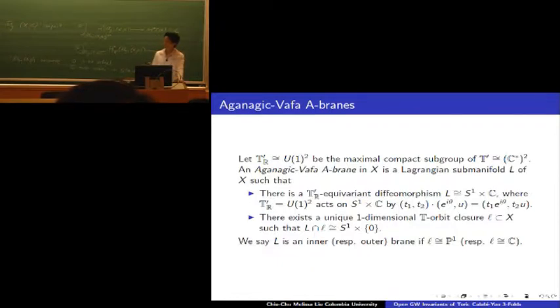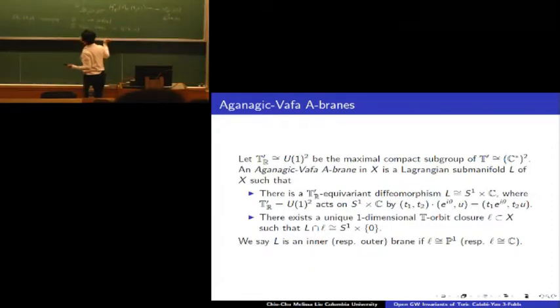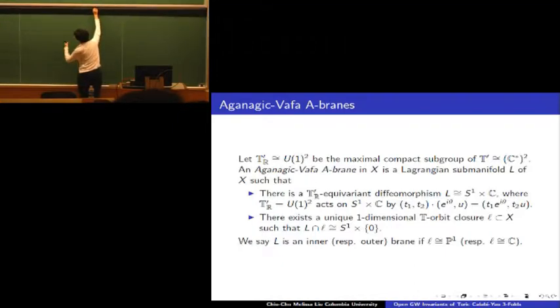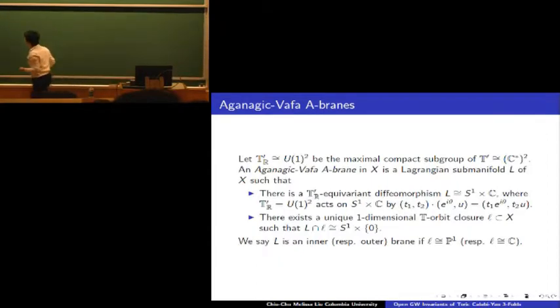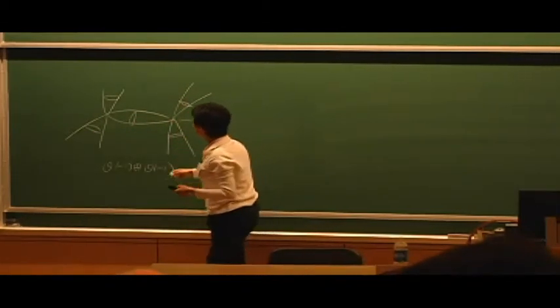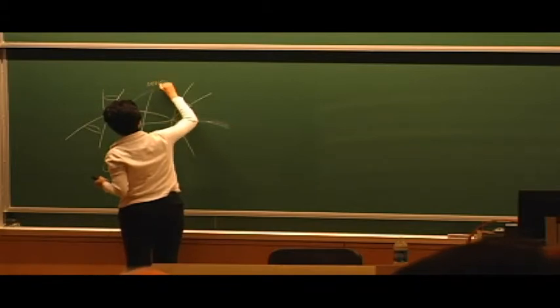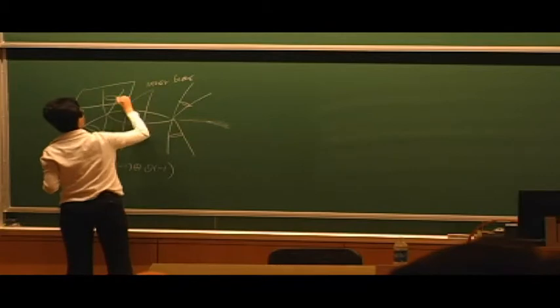Oh, and actually, let's assume that our toric Calabi-Yau threefold X has at least one fixed point. Then a one-dimensional orbit closure is either C or P1. So for example, I'm drawing the one-dimensional orbit closures in the resolved conifold. This is P1, and these four are C. And so this will be an inner brane, and this will be an outer brane.